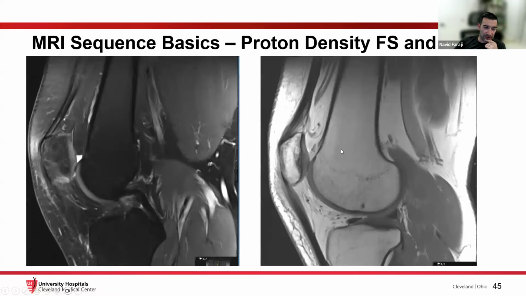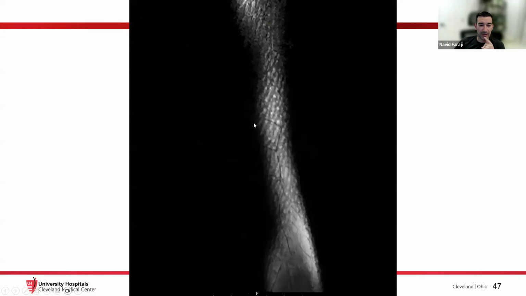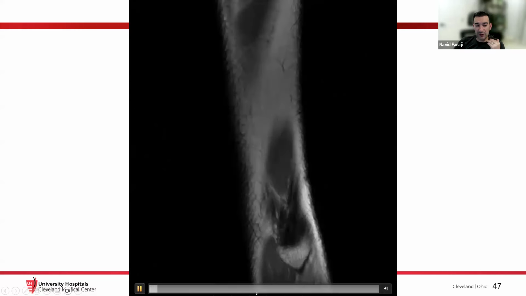But let's run through the knee. So I'm not going to go through these again, but hopefully you remember fluid's bright, and these are our proton densities. Fat suppressed on the left, non-fat suppressed on the right, and we use them in combination. So let's do some anatomy. When I'm doing knees, I go from lateral to medial in the sagittal plane.